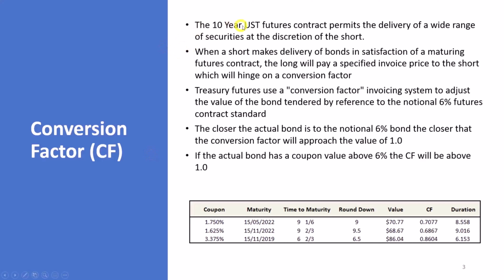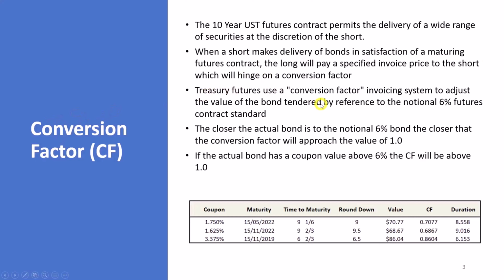So the 10-year contract allows the delivery of a wide range of securities at the discretion of the short. The person who's sold futures has the option to actually deliver bonds against that contract. They could cash settle, but in many cases there is actual physical delivery of underlying cash bonds. So when a short does make delivery of bonds in satisfaction of a maturing futures contract, the long will pay a specified invoice price to the short, and this will hinge critically on the conversion factor.